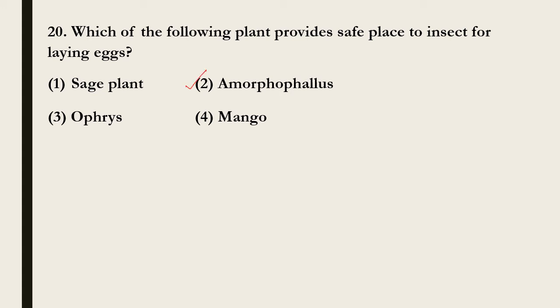It produces the tallest flower. Amorphophallus produces the tallest flower, around 6 feet in height. So this Amorphophallus provides a safe place for laying eggs.